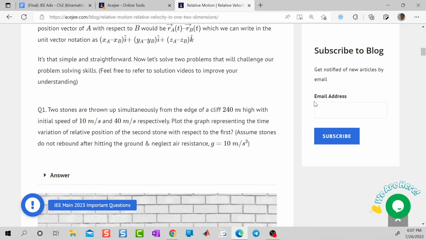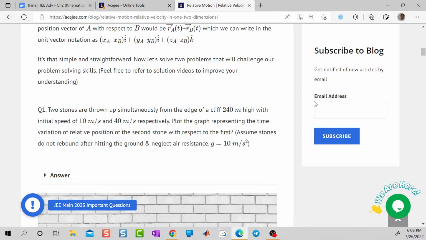Two stones are thrown up simultaneously from the edge of a cliff, 240 meters high, with initial speed of 10 meter per second and 40 meter per second respectively. Plot the graph representing the time variation of relative position of the second stone with respect to the first. Second stone is the one with 40 meter per second speed upwards. And then it says assume the stones do not rebound after hitting the ground and neglect the air resistance.